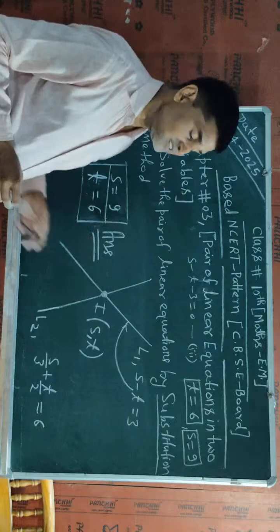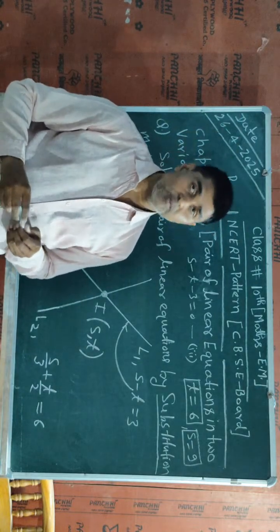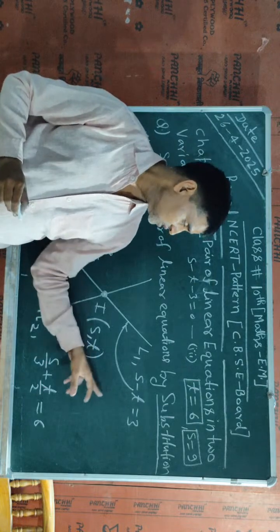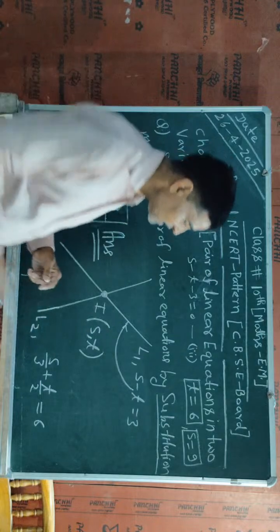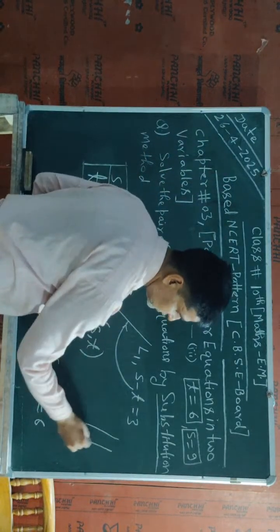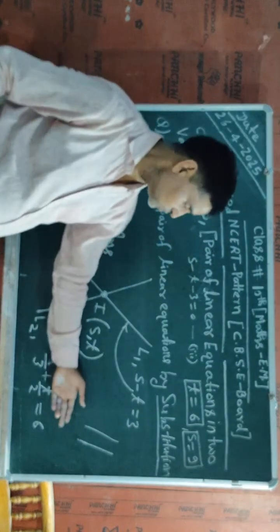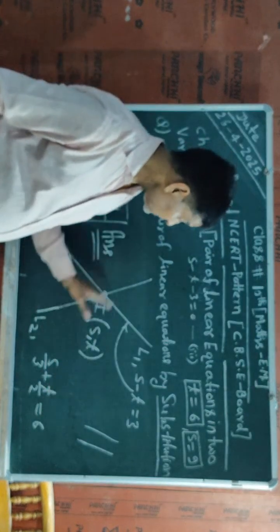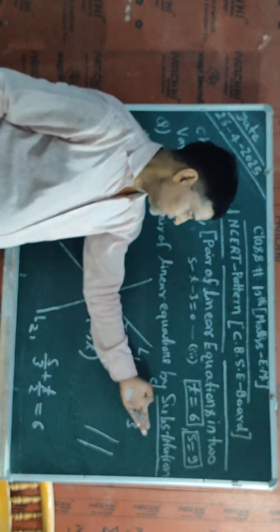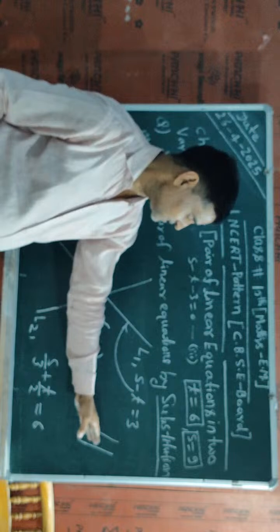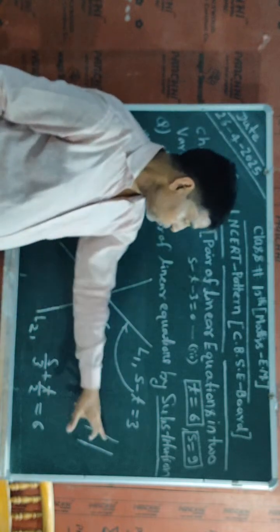But in the second condition, that is a1 divided by a2 equal to b1 divided by b2, but not equal to c1 divided by c2, I will say both lines are parallel like this, and in this case there will be no unique solution. I will say there is no solution. So there is no need to use the substitution method or elimination method for getting the value of x and y in this case.